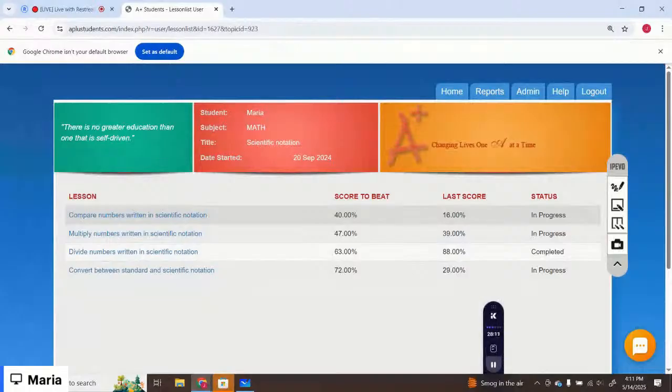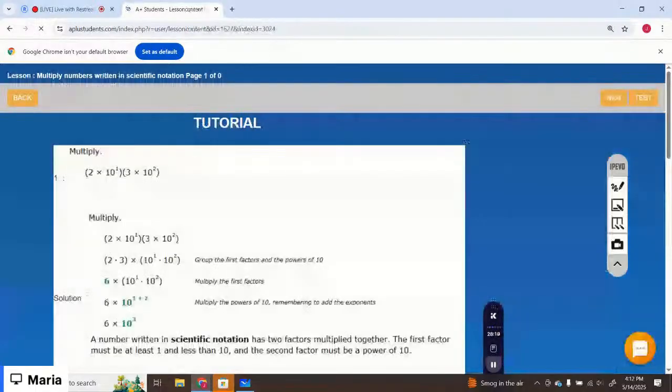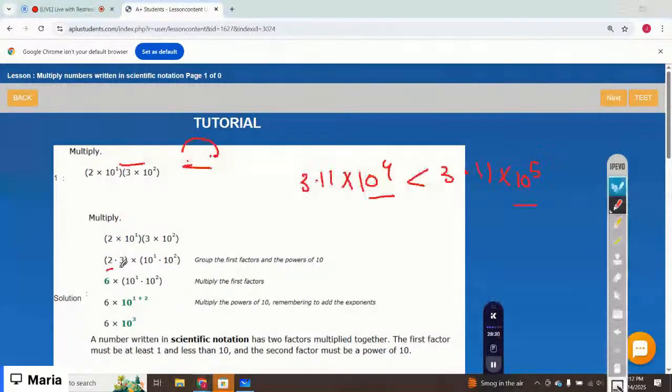The next lesson is multiply numbers written in scientific notation. So let's just start with the lesson. 2 times 10 exponent 1 and 3 times 10 exponent 2. So we need to multiply it. We need to multiply the coefficients, that is 2 times 3, and then you need to multiply the powers of 10, 10 exponent 1 times 10 exponent 2. The bases are same. When the bases are same, the exponents are added. So just add the exponents. So then that would be 6 times 10 exponent 3.